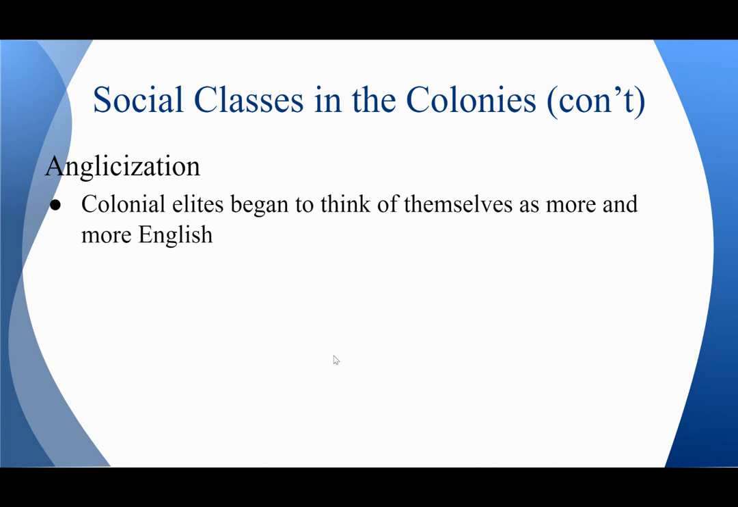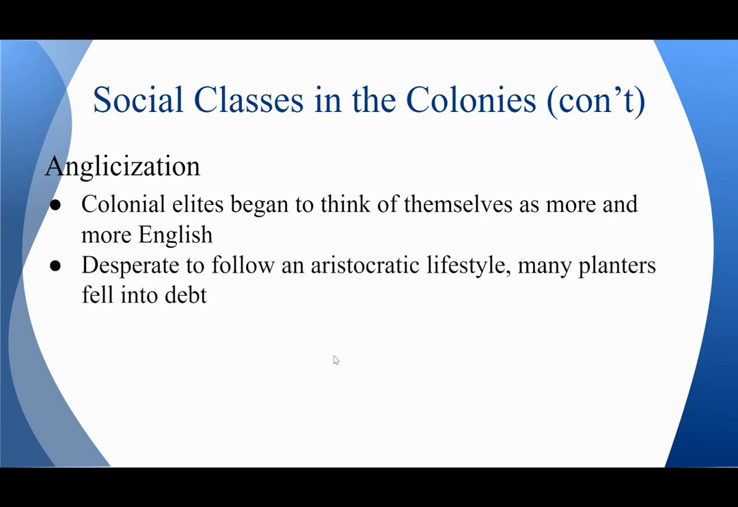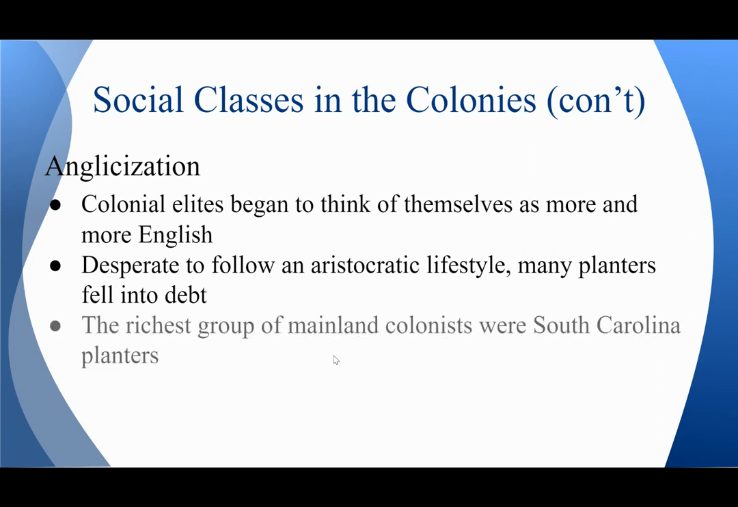They have achieved what they couldn't achieve in England, but now they see themselves on par with the upper classes in England. So they're not thinking about independence and becoming American. They're thinking about connecting themselves with the British Empire more because that's how they gain their wealth. So they're really desperate to follow an aristocratic lifestyle. That's going to lead a lot of planters to fall into debt. So basically, they're trying to flaunt their money, and in doing so, they're digging themselves into debt.